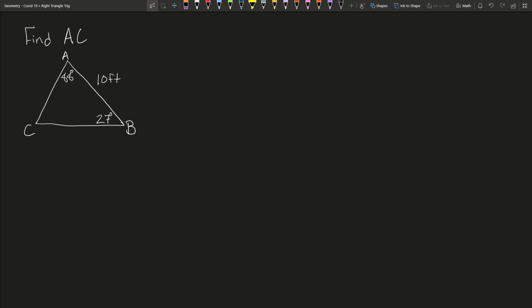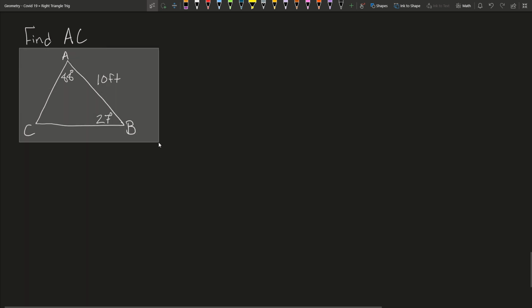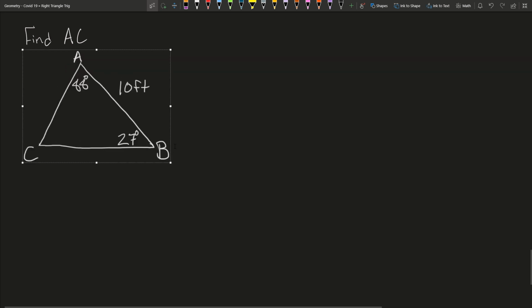All right, given this triangle, given triangle ABC, we want to find the measure of AC. Okay, so we want to find the measure of this side. And because it's not a right triangle, we're going to end up having to use the law of sines. So we have only one side length. So we're going to start there.